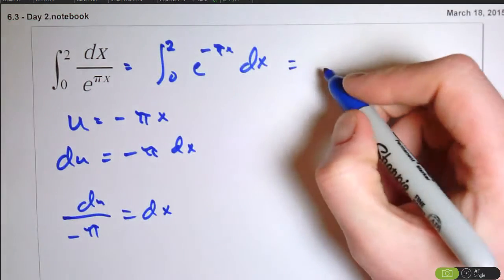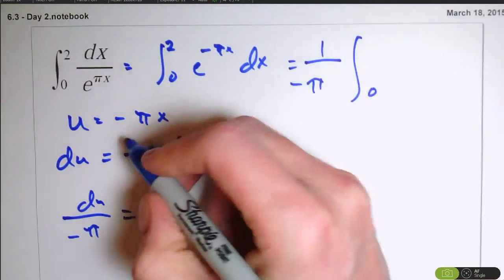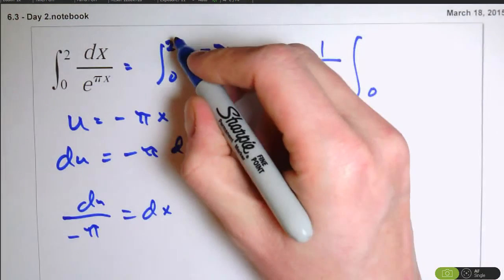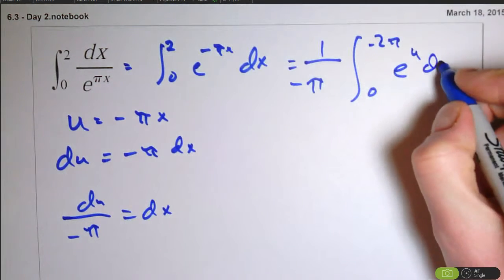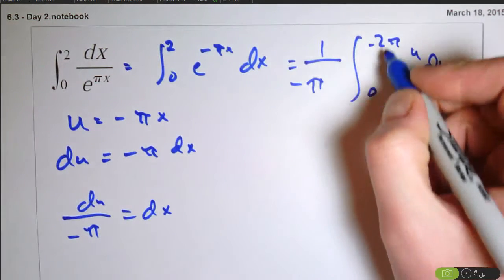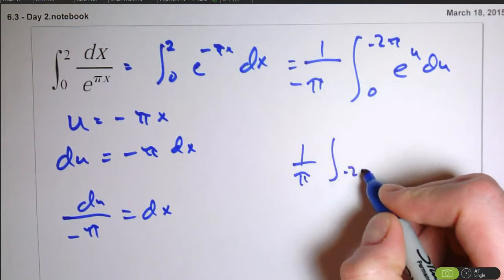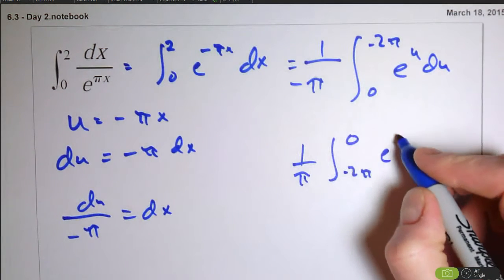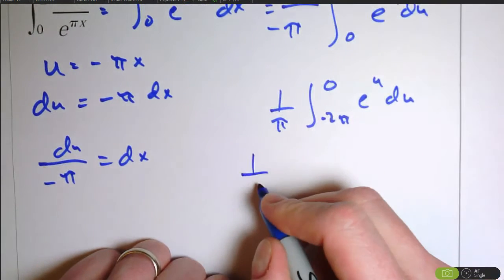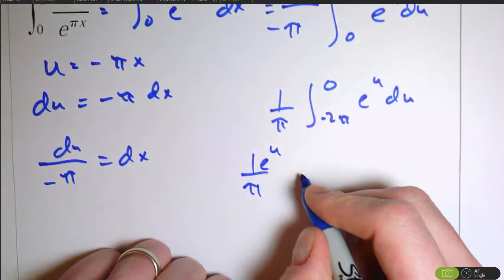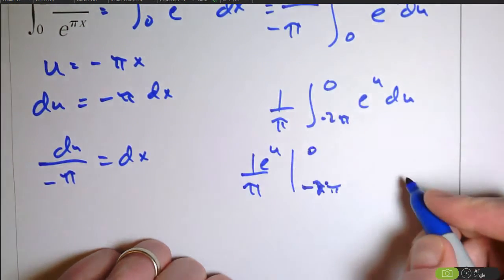I'm going to get, first of all, 1 over negative pi. And then I'm going to get 0 for the lower bound, because when I plug 0 in here, I'm going to get 0. And then when I plug 2 in, I'm going to get negative 2 pi, e to the u du. If you don't like these, make this 1 over pi, negative 2 pi, 0, e to the u du. And then this ends up just being 1 over pi e to the u from negative 2 pi to 0.